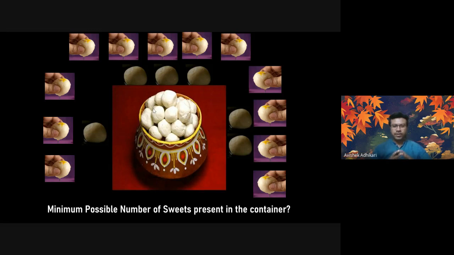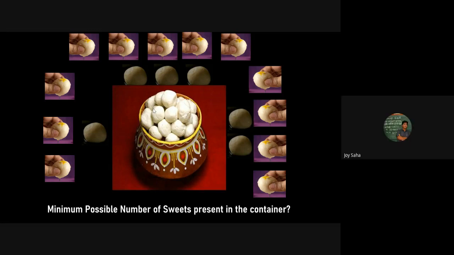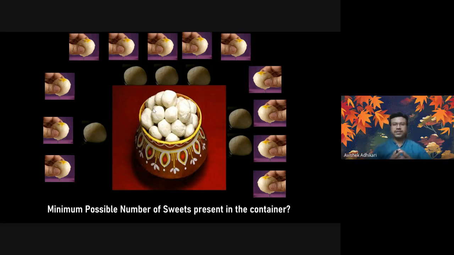Anybody came up with some answer? Please let me know. 58. Yes, 58 is the right answer. So that could be the minimum possible. Have a look at this. What does this 1 mean when you are taking out of this? So suppose this container contains 58 sweets.